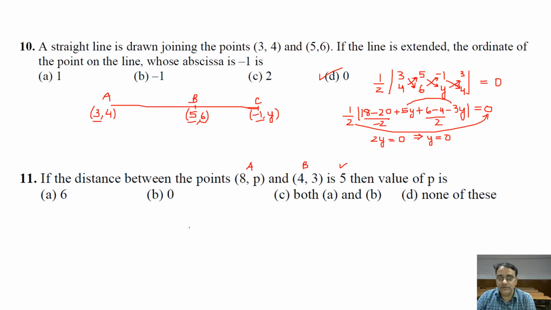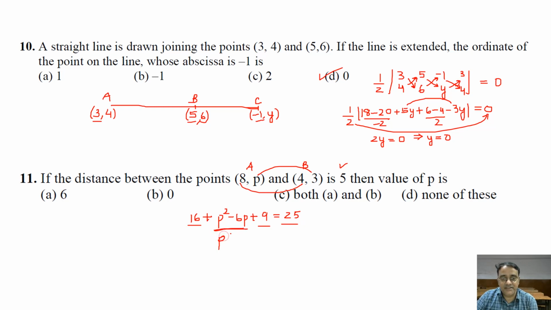Now we are going to write AB square. So 8 minus 4 whole square, that will be 4 square, 16. I am doing it directly because steps are not required. Next, P minus 3 whole square. So P square minus 6P plus 9, and this is equal to 25. See carefully, 16 plus 9 is 25 and 25 will be eliminated and we will get only this one.